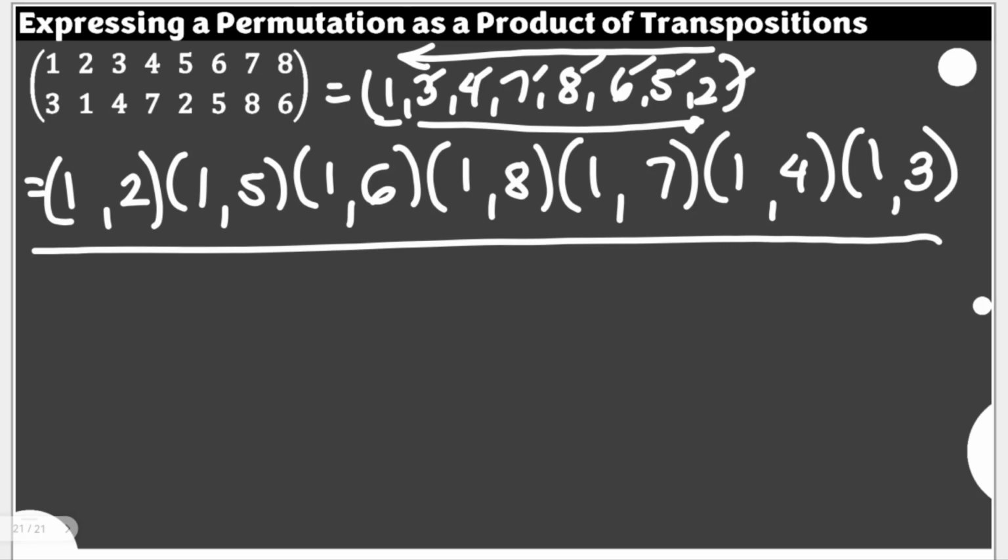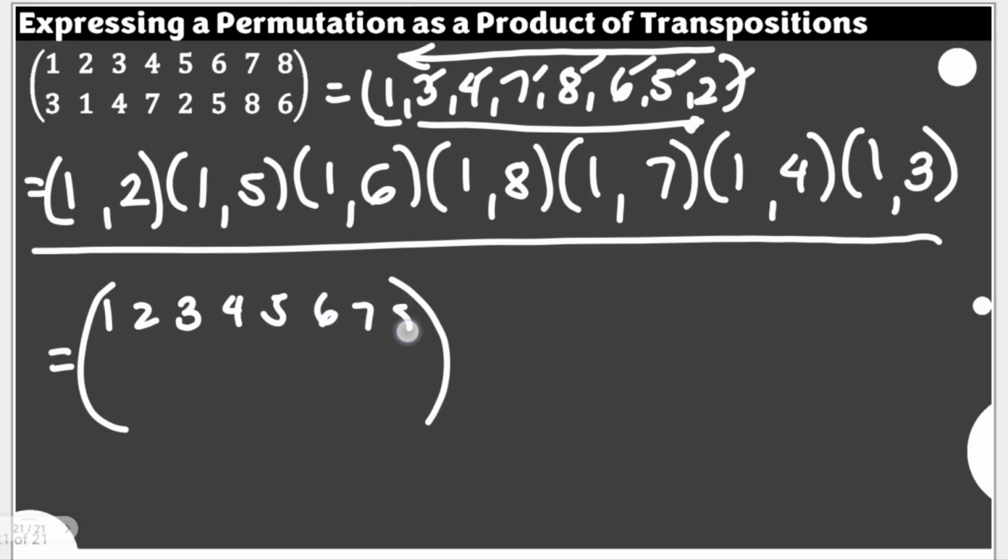But of course, if you would like to verify that, you could always come up with your permutation: 1, 2, 3, 4, 5, 6, 7, and 8. If this results to the given permutation, then that means our answer is correct. So let's start with 1. 1 is mapped to 3, but 3 is no longer here, so 3 is mapped to 3, so just 1 is mapped to 3.